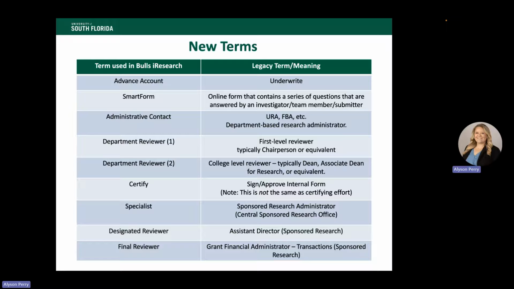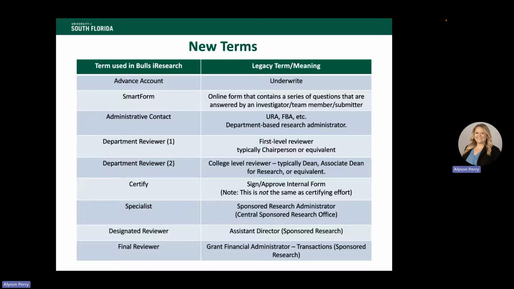A smart form is an online form that contains a series of questions that are being answered. The administrative contacts are the URAs, FBAs, and department-based research administrators. There are two levels of department review, with the first level typically being a chairperson or equivalent, and the second level typically being a dean, associate dean for research, or equivalent. Now, each department has set their internal workflow, so this may look different depending on which department you work in.